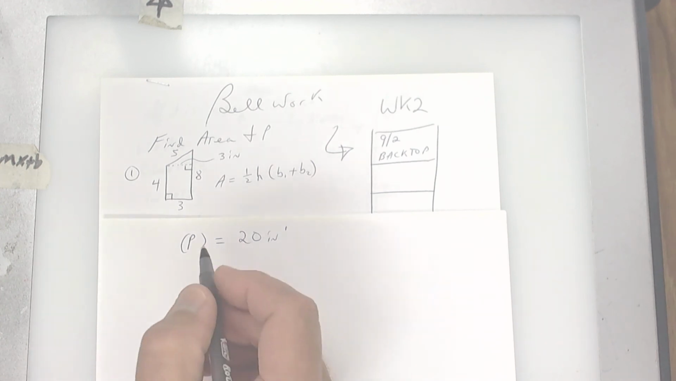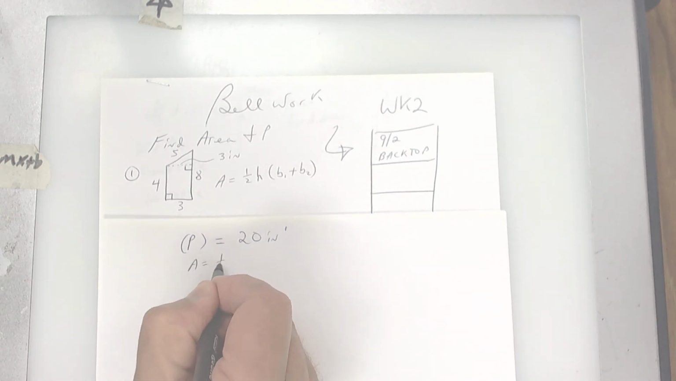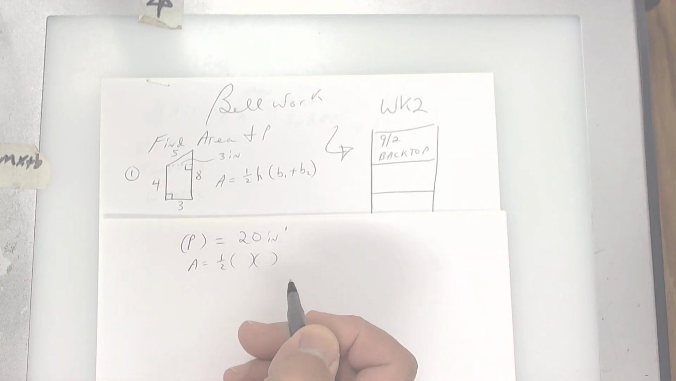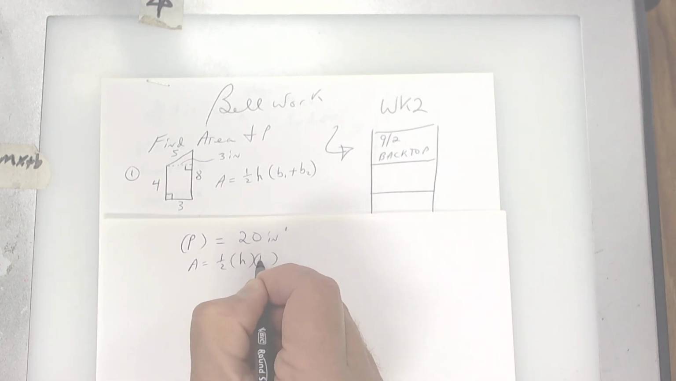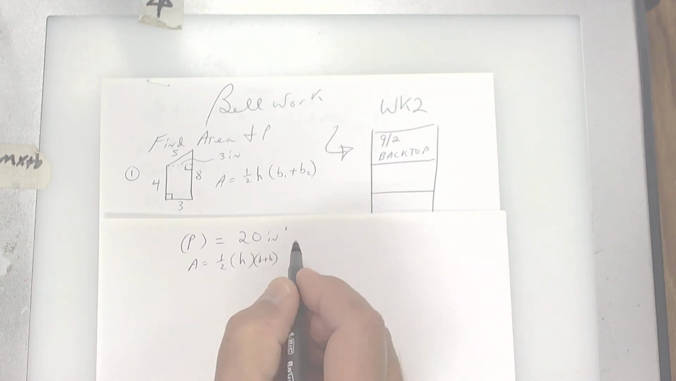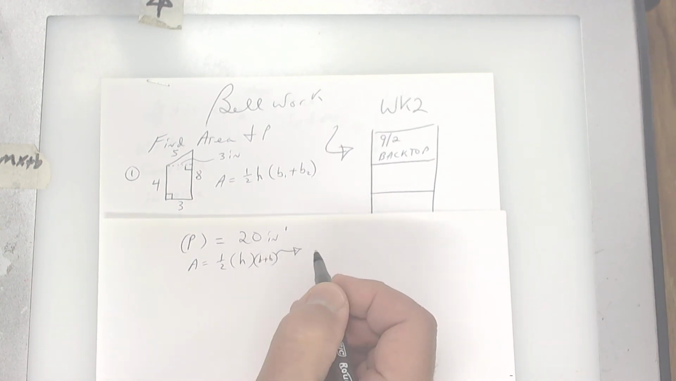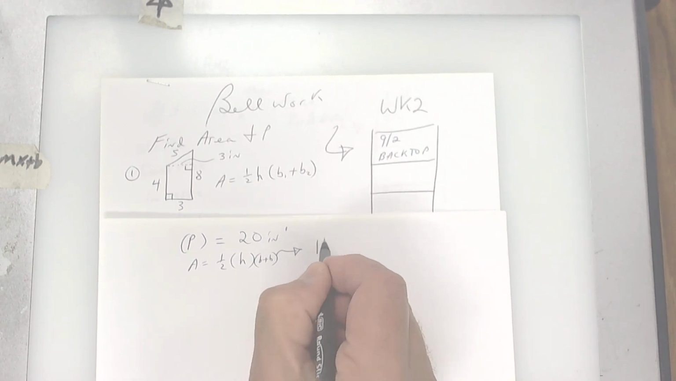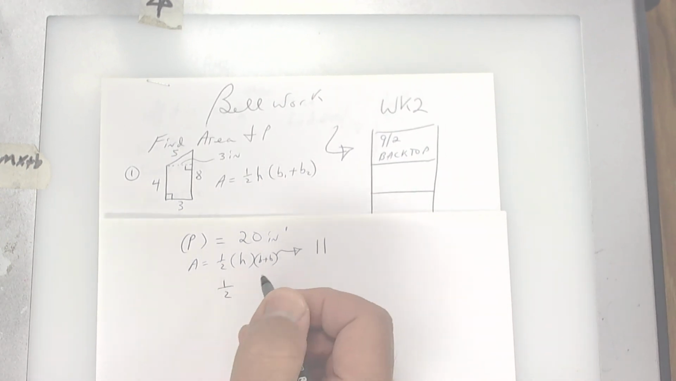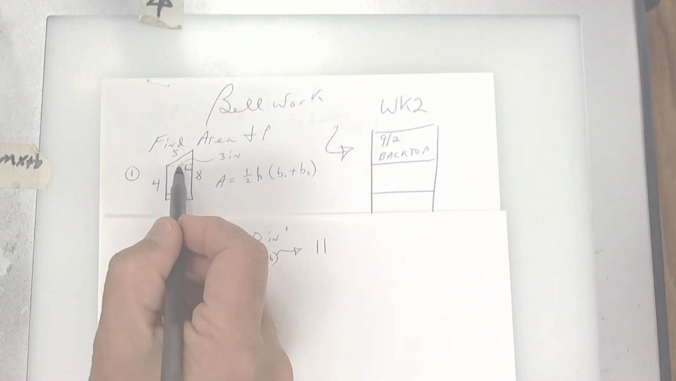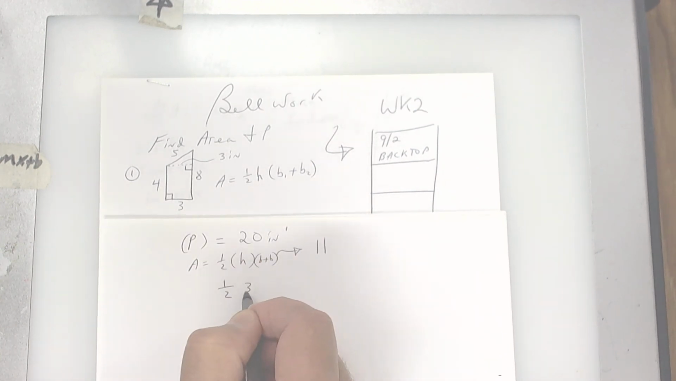Area is 1/2 the base times the height. Nope, I take that back. 1/2 the height times the sum of the two bases. Now, do you know what the bases are? The bases are the ones that are parallel. So 1/2 the height, well, the height is where this box is, so put a 3.